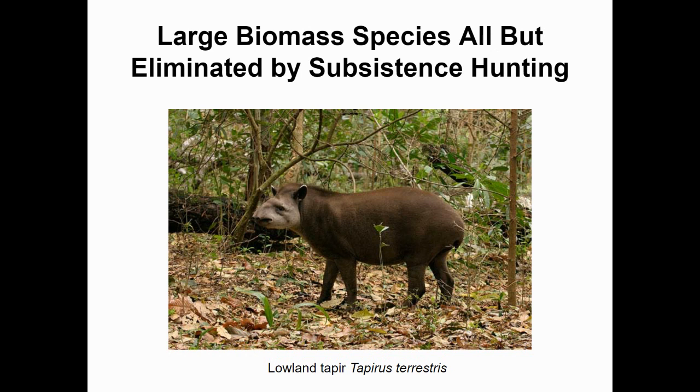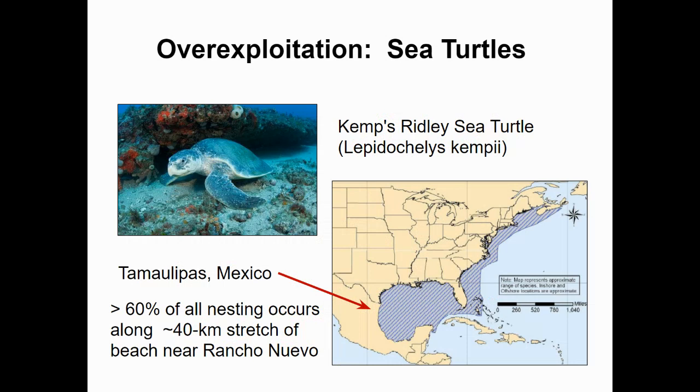Here's a lowland tapir. I can never say that one. I'm sorry. But what we found is with subsistence hunting and these growing populations, most large species have basically been eliminated because they're the slower ones and the easier ones to catch. Sea turtles are an example that has really struggled closer to home.